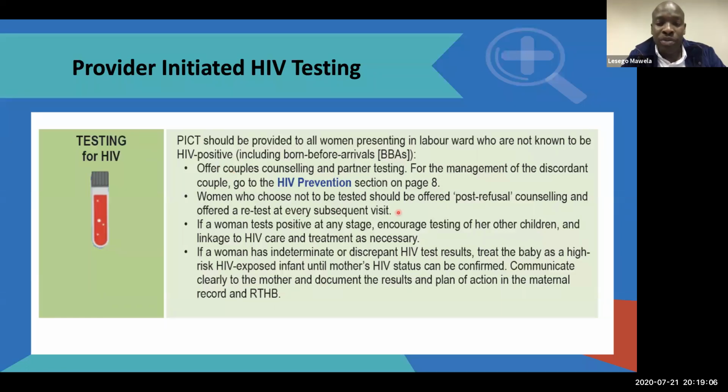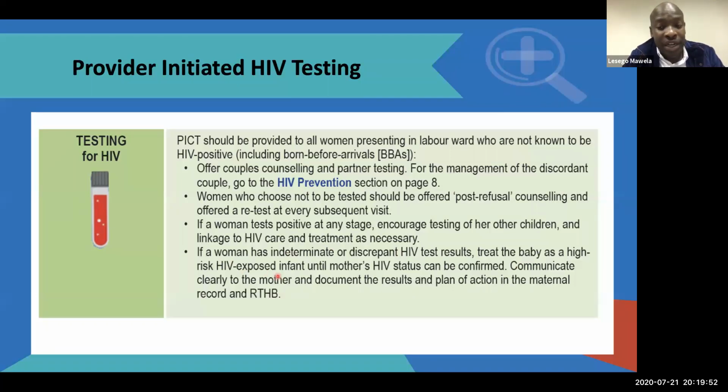Women who refuse to be tested, we need to provide counseling and retest during labor or even next time when we see them. If a woman tests HIV positive at any stage, we need to encourage testing of other children and even their sexual partners. That's very important. And if you do an HIV test, the first test is positive, the next test is negative, and we cannot conclude the HIV status of the mother, and this is in labor, we therefore need to treat the child as a high-risk HIV exposed infant until we can confirm the HIV status of the mother.